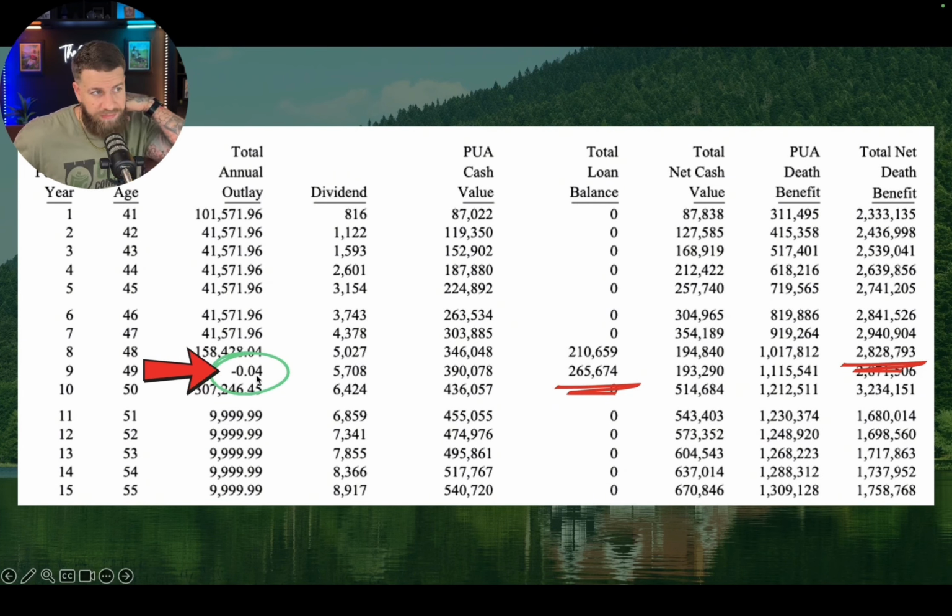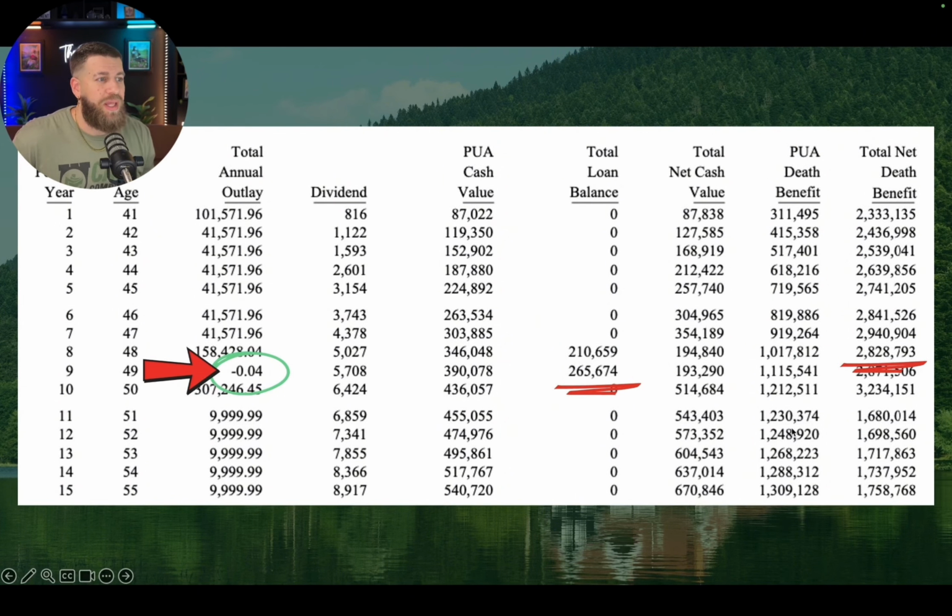I told you sometimes they're a little funny with how they illustrate these, but nothing is going into the premium column for year 9, which means no cash came out of your pocket, not even the interest on the $200,000 loan that you had taken, because remember, you can pay that off when you're ready, sir.